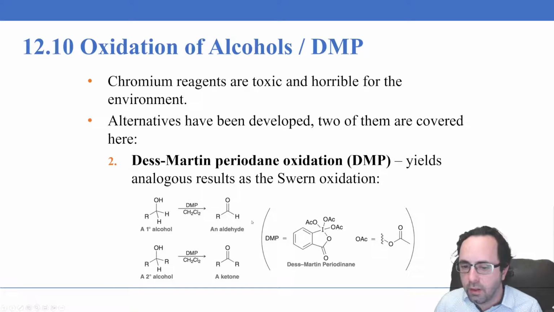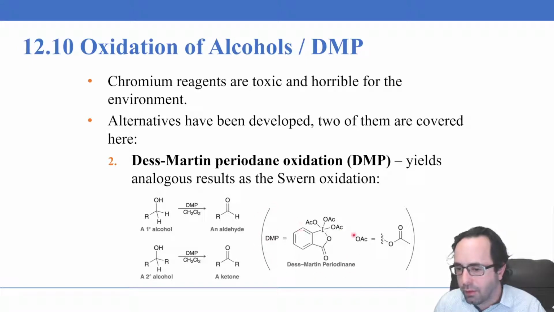An alternative here, another one again, because chromium reagents are terrible. There's other methods of oxidation. Here's another oxidizing agent. Again, another mild oxidizing agent. It's called the Dess-Martin periodinane oxidation.